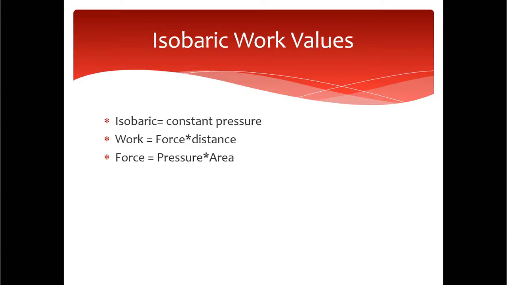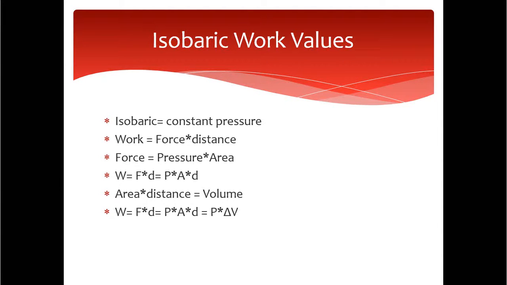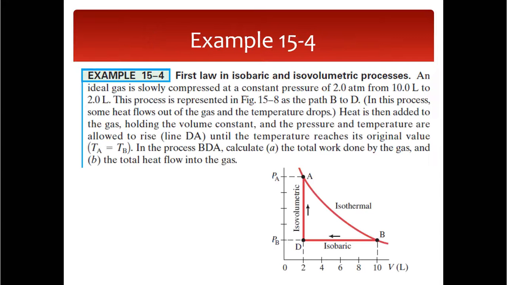When dealing with isobaric work values, we can look at a series of different variables. Again, isobaric means constant pressure. Now, work is equal to force times distance, and force is equal to pressure times area. Therefore, work must be equal to pressure times area times distance. But area times distance is volume, which means that the work is also equal to pressure times the change in volume. This is going to be particularly useful in situations where you're dealing with a change in volume due to a constant pressure.